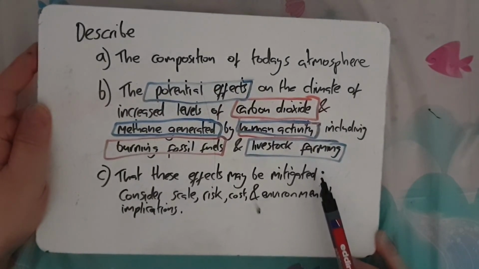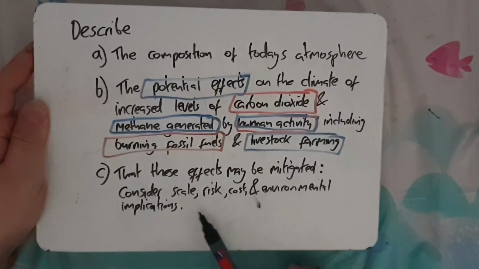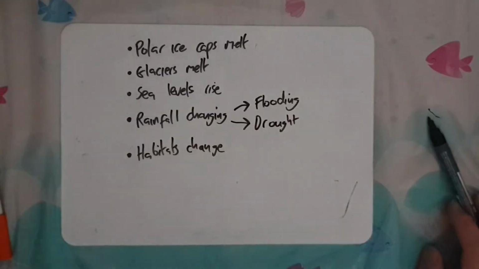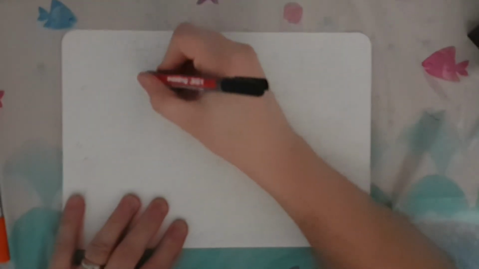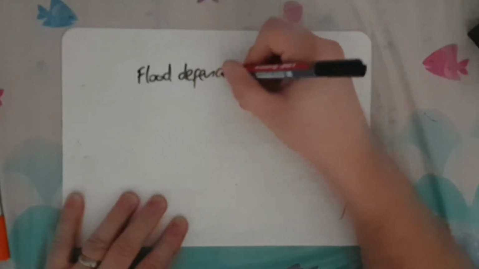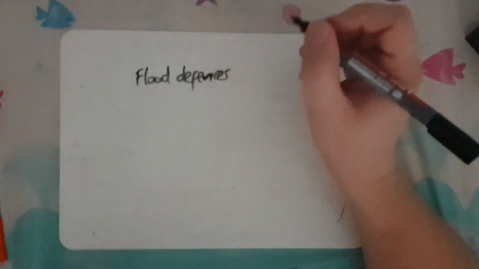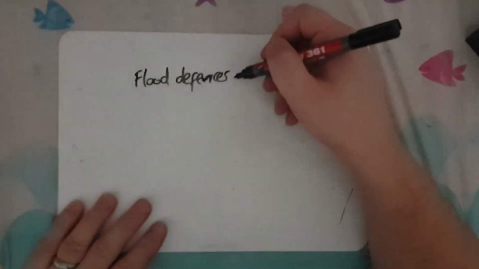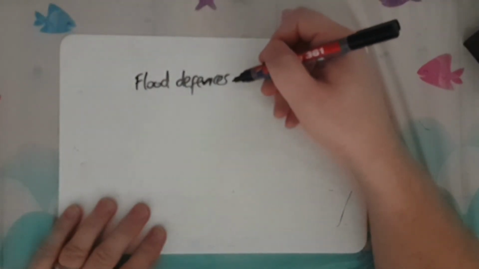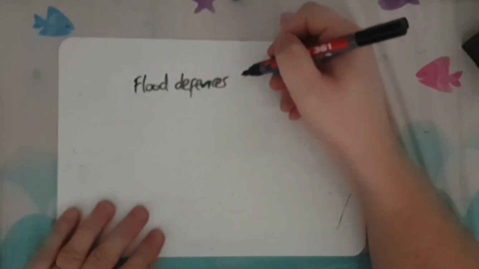So what can we try and do about these? And we need to consider the scale of them, the risk, the cost, and the environmental implications. So what can we do to try and stop these things? We can build flood defences. So in low-lying areas close to sea level, close to rivers, we can build flood defences to try and provide protection. So if there was flooding, hopefully the flood defences can protect the areas of the human population there.